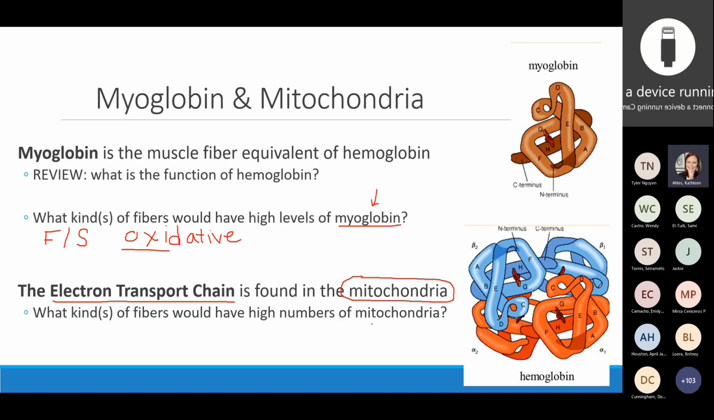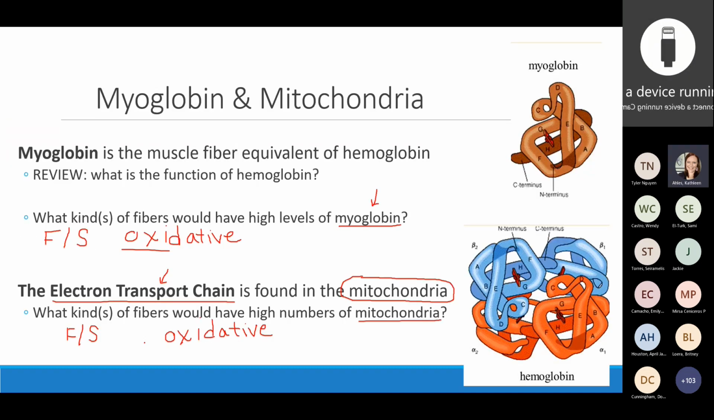When we talk about who has a lot of mitochondria, we are again talking about our oxidative muscle fibers, because oxidative fibers use the electron transport chain, and the electron transport chain is in the mitochondria. So lots of mitochondria in both fast and slow oxidative fibers. Also, lots of myoglobin in fast and slow oxidative fibers.